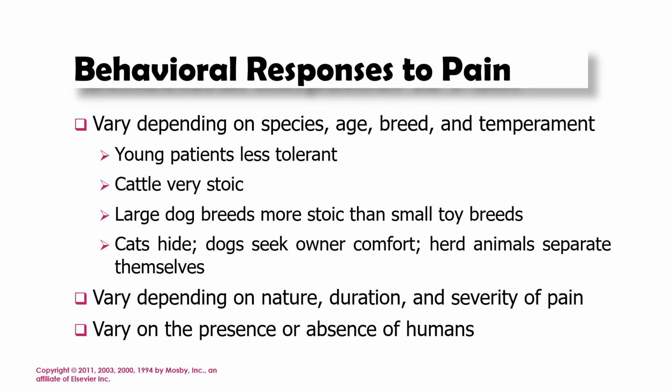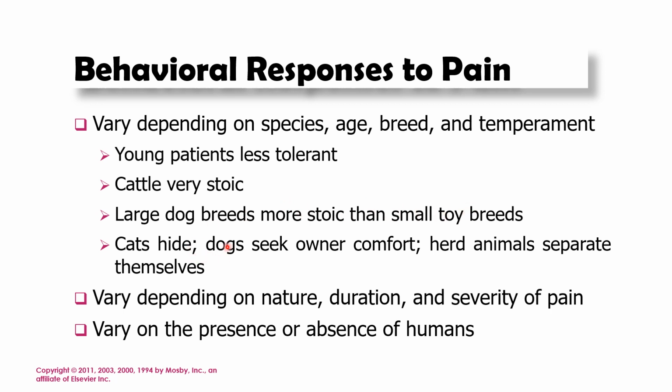Or the behavioral responses that are exhibited by the animals to pain. So the behavioral responses will vary according to the species of the animal, the age of the animal, the breed, as well as the temperament of the animal. Usually, the young patients are less tolerant to pain than the older patients, and the cattle are considered to be very stoic to pain. When we say stoic, that is tolerant or enduring. So cattle are often described as stoic, meaning they do not display obvious pain behavior. Large dog breeds also are more stoic or more tolerant to pain than small toy breeds.